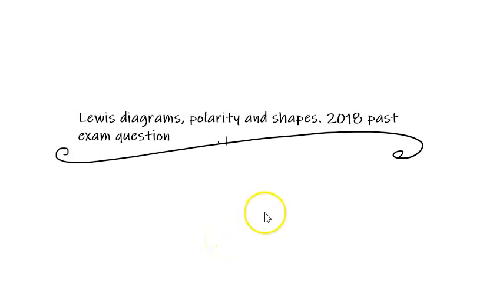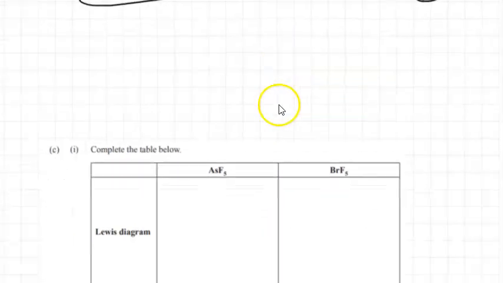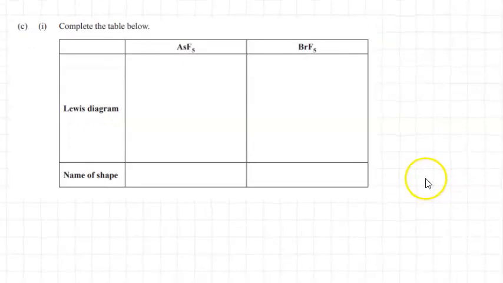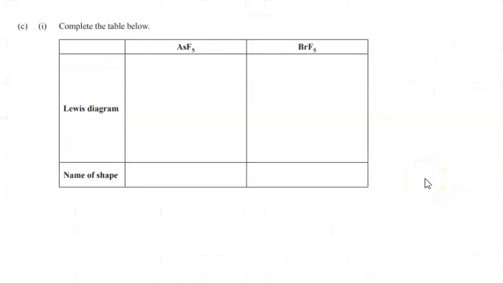Kia ora tātou. In this video we'll look at a past exam question from the 2018 exam, and the ones related to Lewis diagrams. So the first Lewis diagram question is this one, where we need to draw the Lewis diagrams for these two molecules and then name the shape.